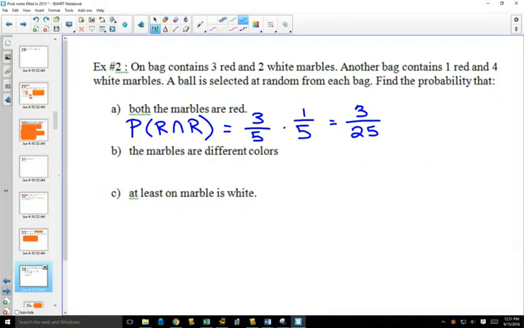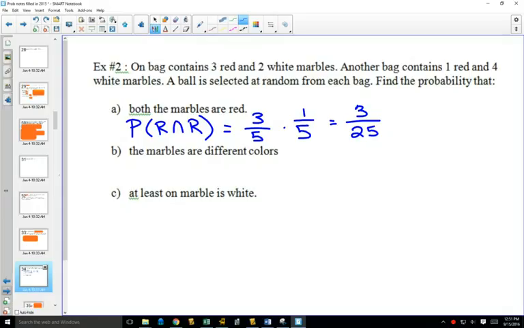Part B is a little bit different. The marbles are different colors. Remember in permutations and combinations when you did cases questions, when there was different cases of the same thing? This is an example of that. You can do cases with probability.